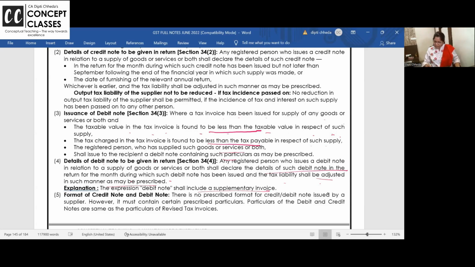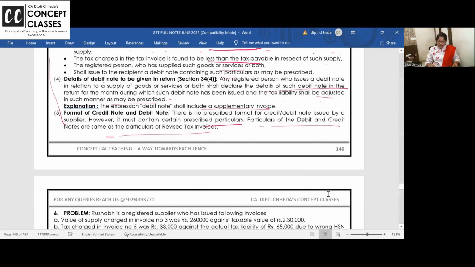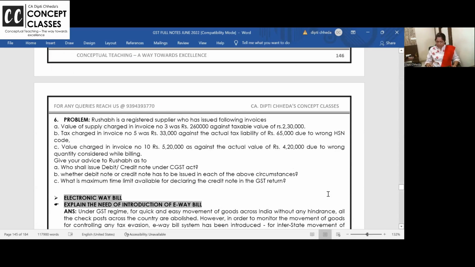ठीक है? There is no prescribed format for credit or debit note. However, it must contain all the details like a revised tax invoice. In short, it's like a tax invoice only. But you cannot have a serial number and vehicle number and e-bill and all, because in this debit note there is no further supply of the goods. Goods supply हो चुका है. Only value is to be increased for the goods and or for the tax. Beautiful. Is it clear? Debit note. They're going to work out this problem.